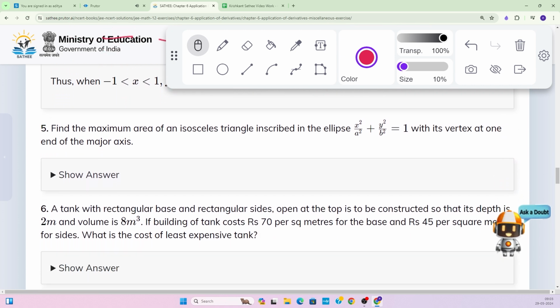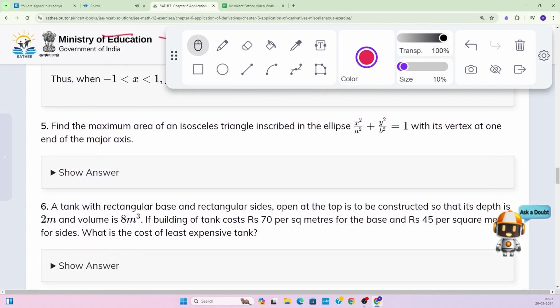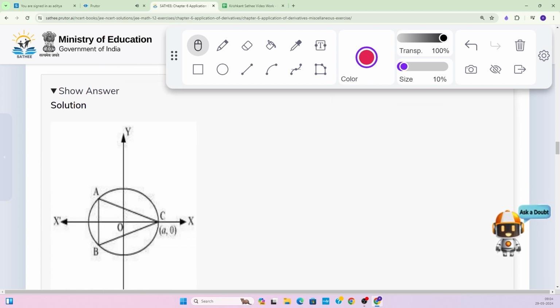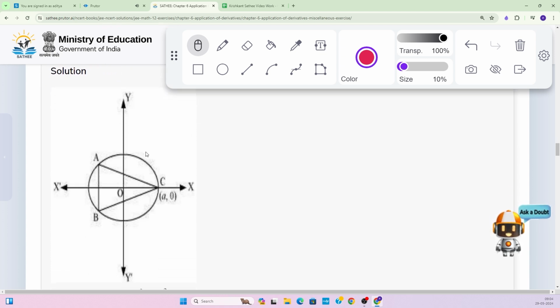Now the fifth problem. Find the maximum area of an isosceles triangle inscribed in the ellipse with its vertex at one end of the major axis. So you have an ellipse, and an isosceles triangle inscribed inside the ellipse. As you can see, like this, this is your ellipse and this is your isosceles triangle. I hope that it is clear to you.